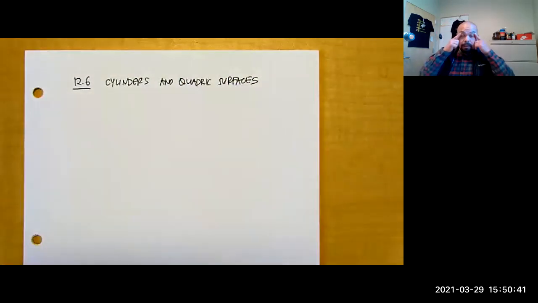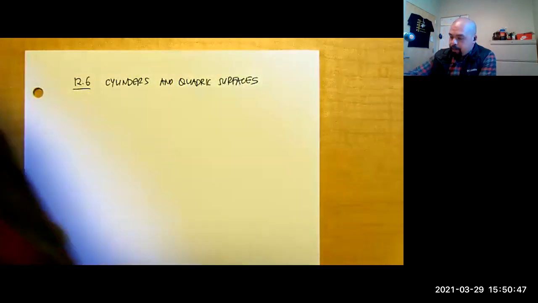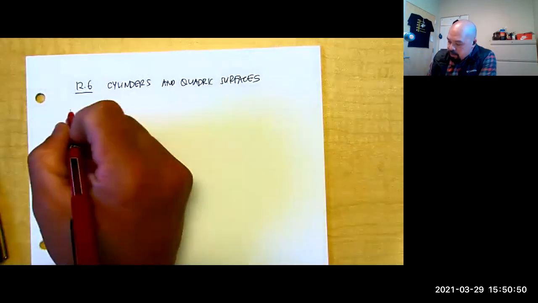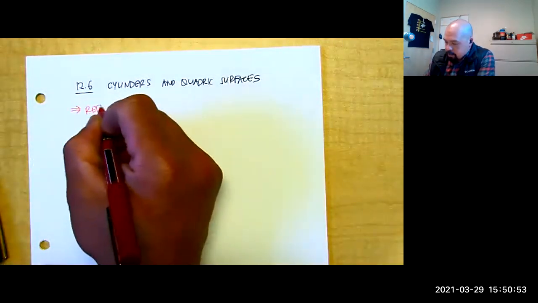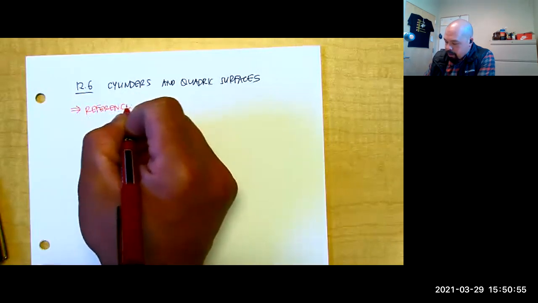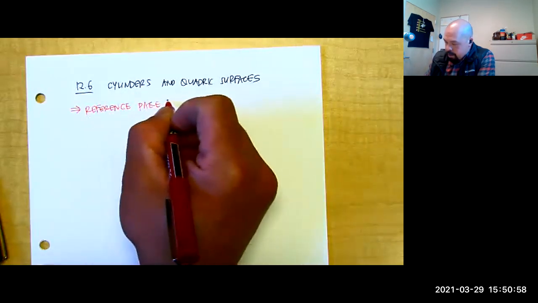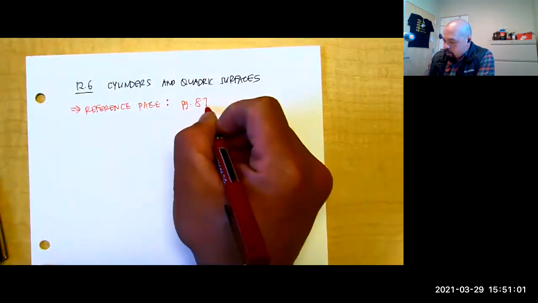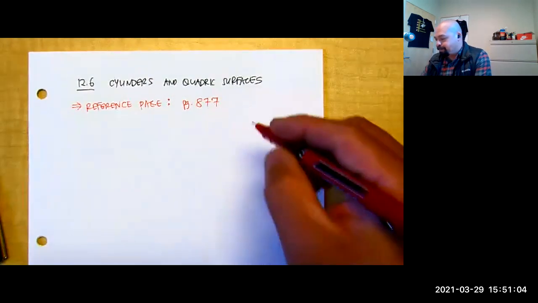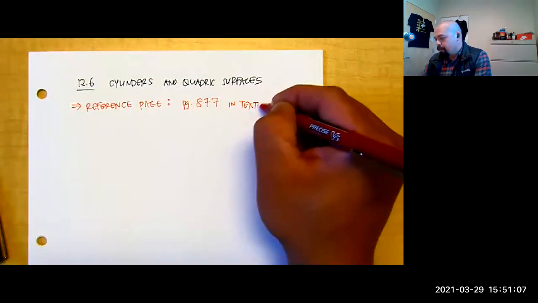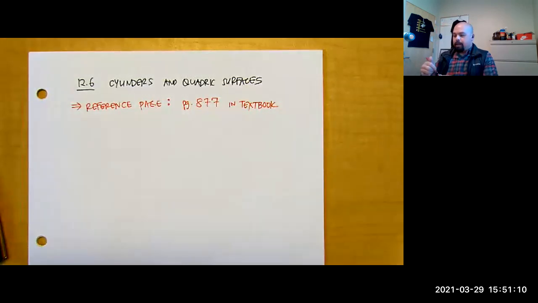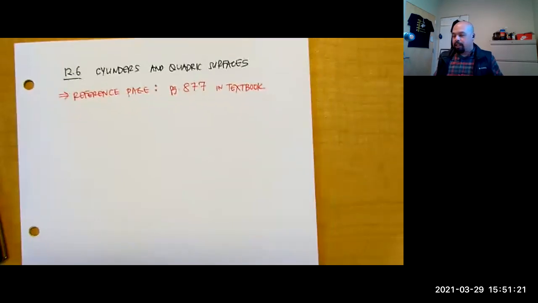All right, so here we go. For our 12.6, cylinders and quadratic surfaces. And again, a good reference page to keep note of, and I'll scan this to put on our Canvas page as well. On page 877 from our textbook. All right, and that's from that Stewart Calculus, the 8th edition with early transcendentals. But even if you have the other version, it should be roughly the same, the non-early transcendentals, okay?